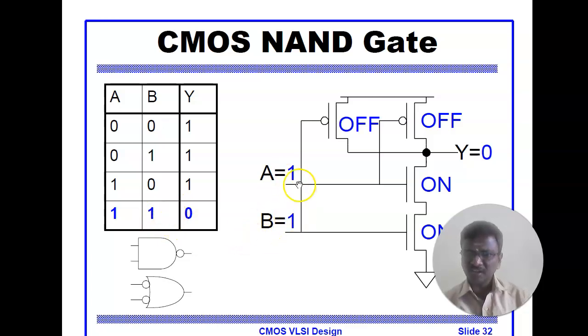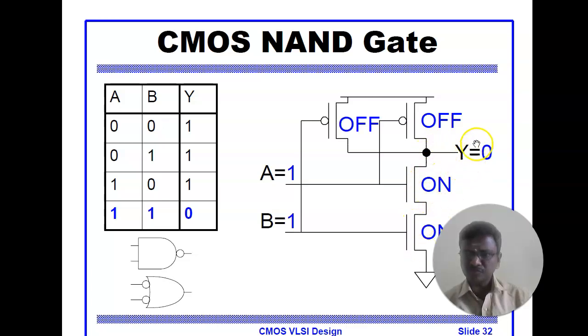Here both the inputs are 1. By applying both the inputs as 1, both the PMOS transistors will be in off condition. So these two will act as an open switch. So no input will flow through this, right? And when you are applying both the inputs as 1 to the NMOS transistors, both the transistors act as closed switches here. So the output is pulled down to 0.